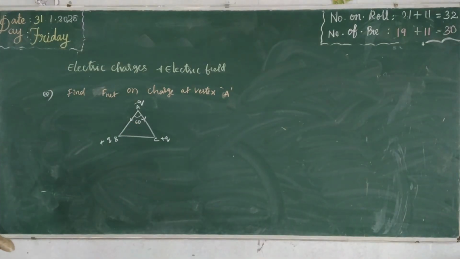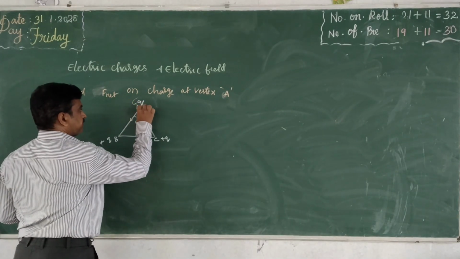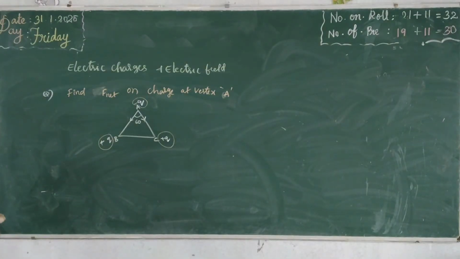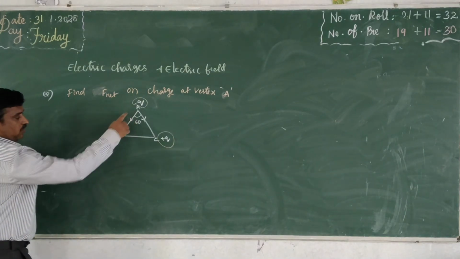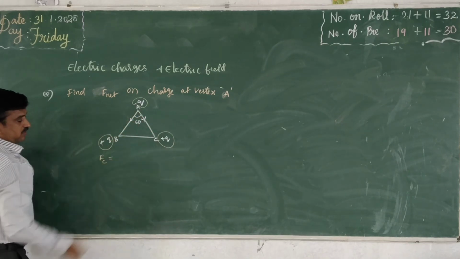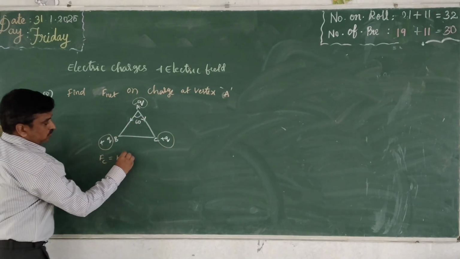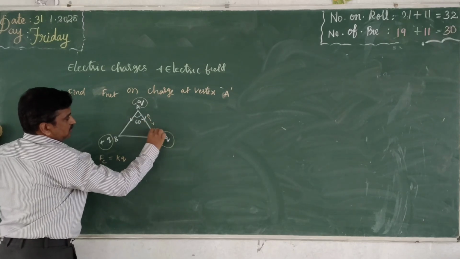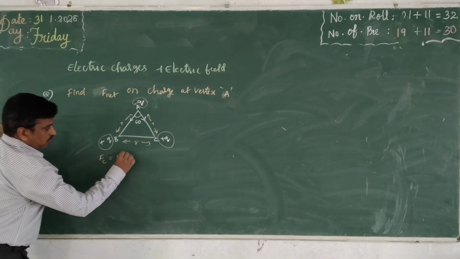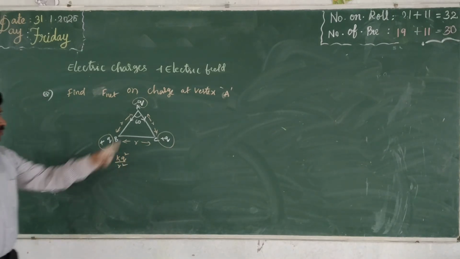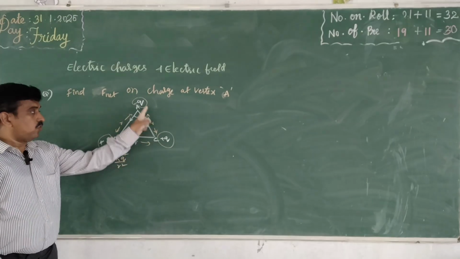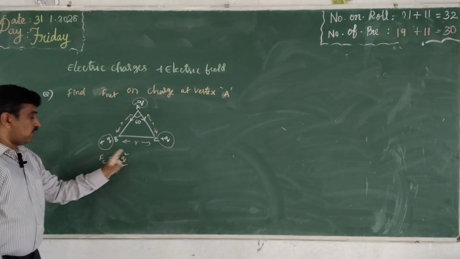I write F A: force on A due to C and force on A due to B. That is F C. What is the force acting here? K Q1 Q2 by R square, where the distance is R, this is R and this also R. Q1 is Q, Q2 is also Q, so k Q square by r square.